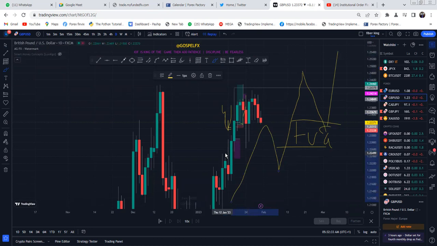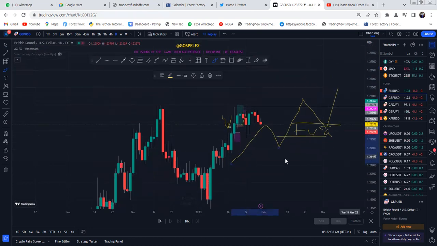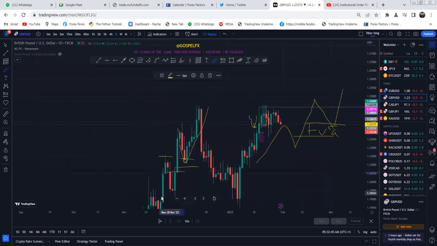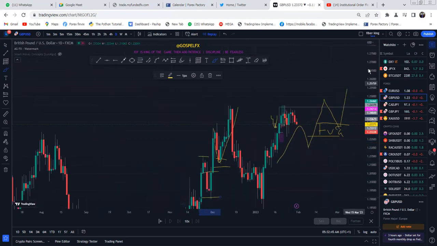That's as simple as that. It's not to be complicated. This is it here. Simple. Price pushes up, it breaks structure, it left internal range liquidity, came back to rebalance it, and then it moves up. Price did the same thing here, and then it moved up.